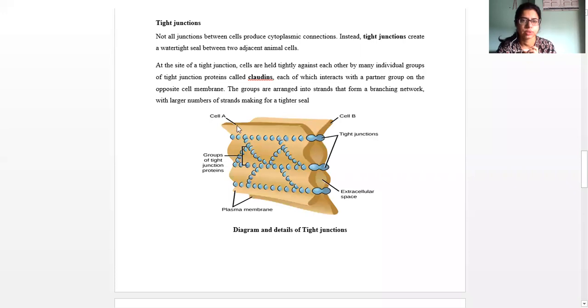You can understand this tight junction by this diagrammatic representation, in which you can simply see there are so many strands which create the network. This one is cell A, this is cell B, and this is one single claudin which is interacting with the second claudin, and they are making a tight junction. These are the groups of tight junction proteins, and they create a proper network.